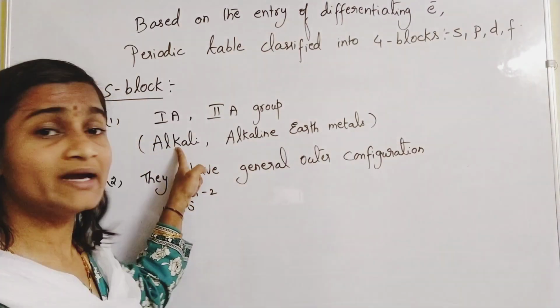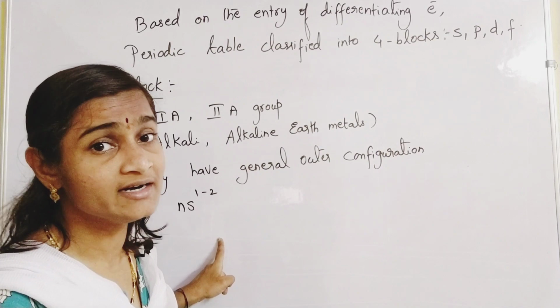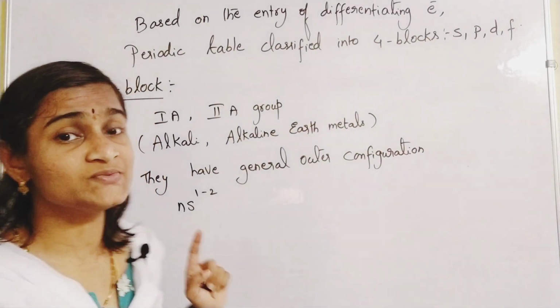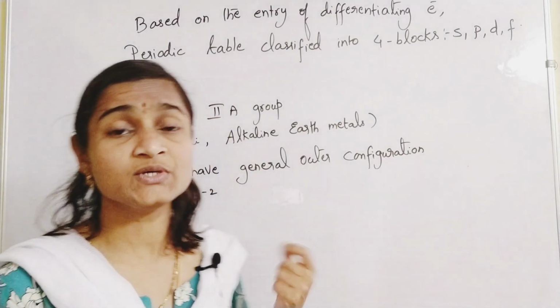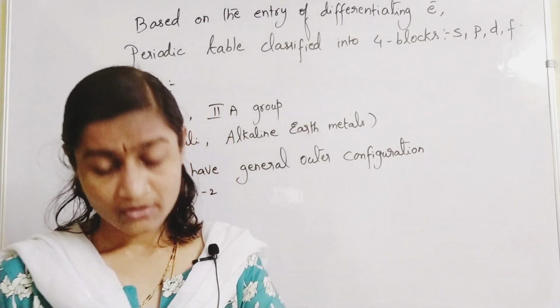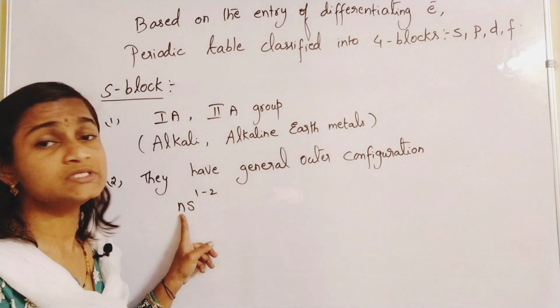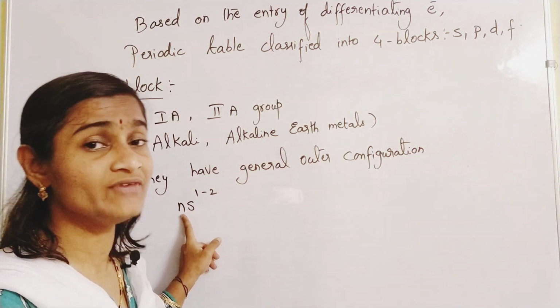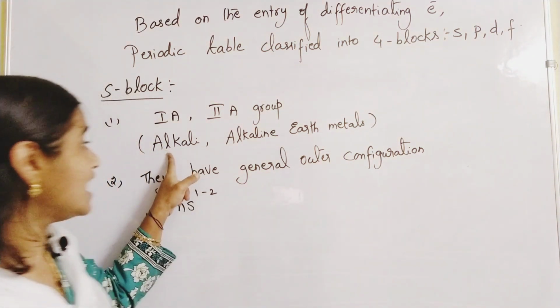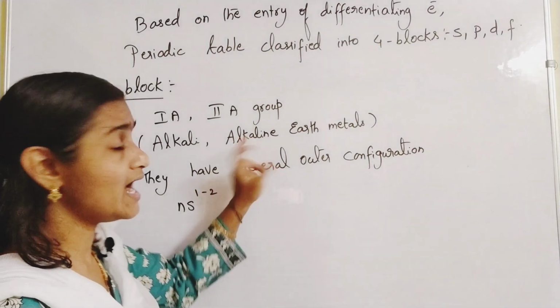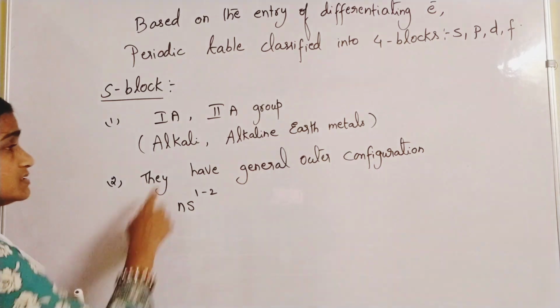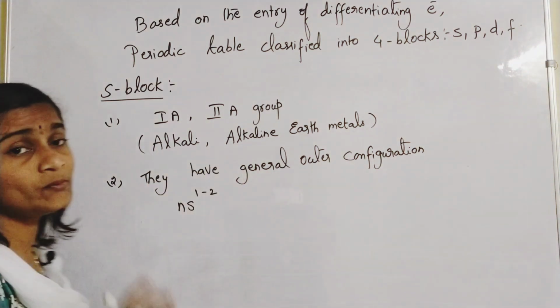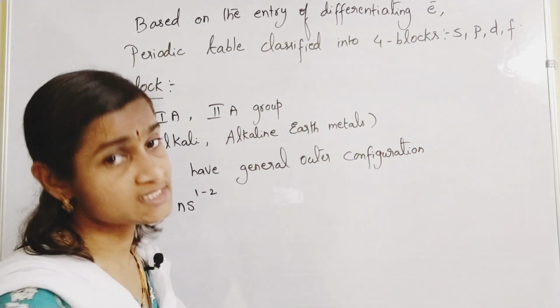For all alkali metals, it is ns1. We have learnt this. If you have not watched my previous video, you can watch it; in the playlist also it is there. Position of elements in the periodic table we have discussed. So ns1 for alkali metals, and alkaline earth metals will have ns2. So these two groups of elements belong to S block.